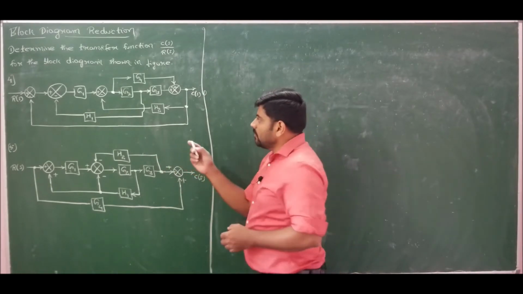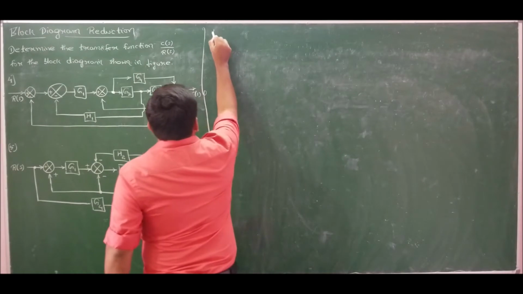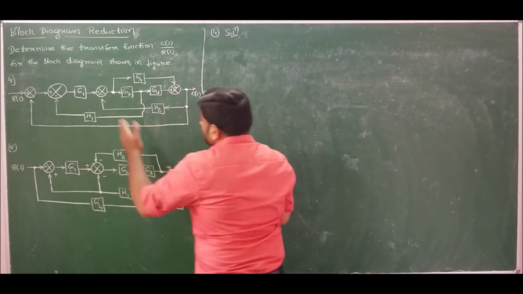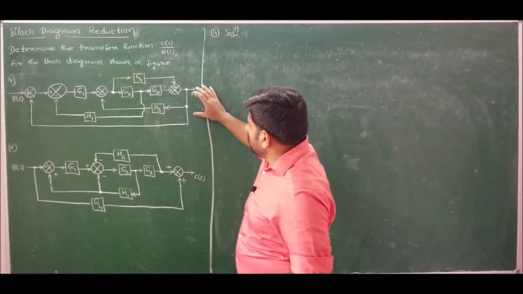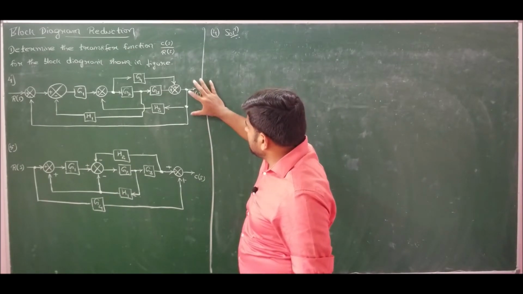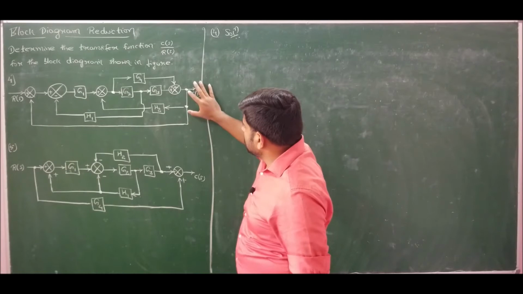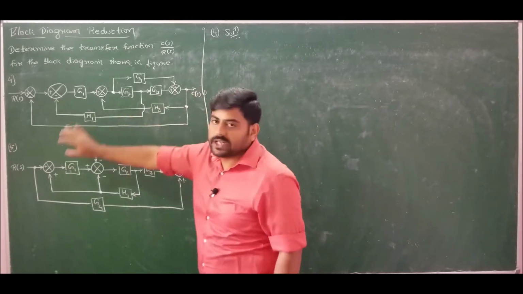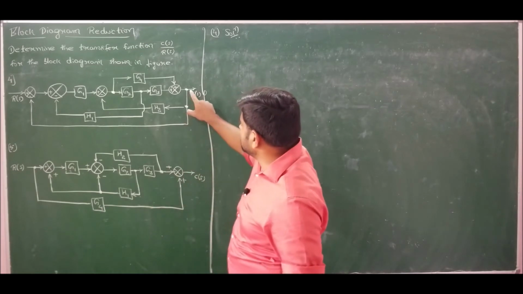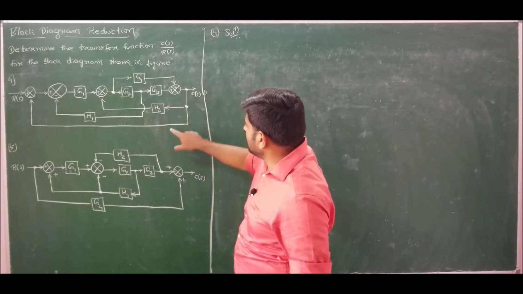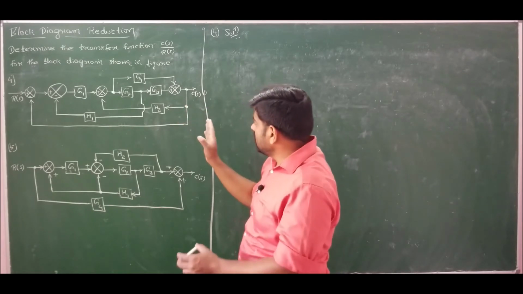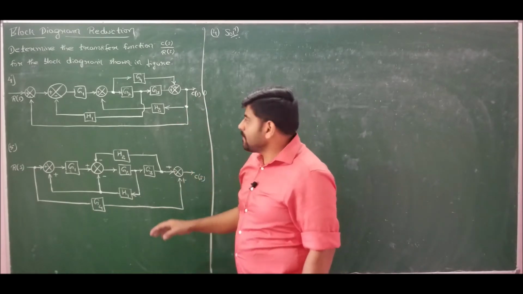So if I move to problem number 4, the only observation I make is that here the takeoff point is clubbed. From the same takeoff point we have H2, and from the same takeoff point we have unity feedback. Therefore, write this twice, connect H2 to the main line and unity feedback to the main line, for better understanding, so that it becomes clear for you to solve the problem.